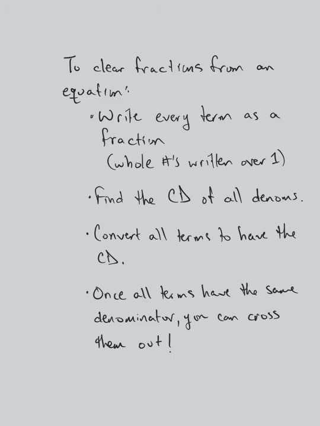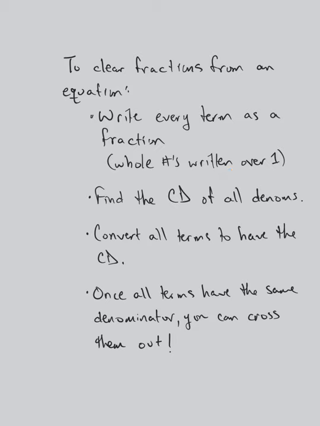Okay, so that was just an outline of the process. I know it wasn't really clear, but now we can see the steps for how we clear fractions from an equation. So if we want to clear fractions from an equation, make sure at the beginning to write every term as a fraction. The main thing is to see if there are any whole numbers, and you need to write those over 1. That's the most common error that people make whenever they clear fractions. They forget to take care of the whole numbers as well.